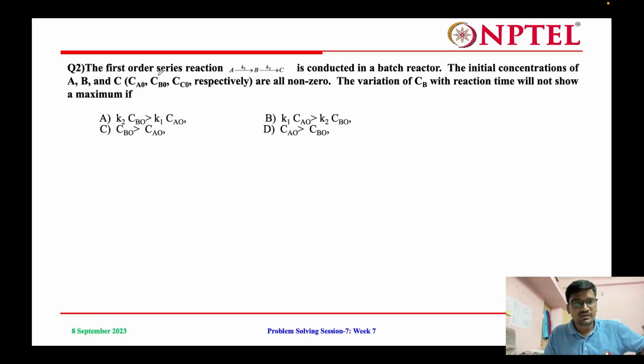Question 2. The first order series reaction A gives B gives C is conducted in a batch reactor. The initial concentrations of A, B, and C, given as CA naught, CB naught, and CC naught respectively, are all non-zero. The variation of CB with reaction time will not show a maximum if the following condition holds.